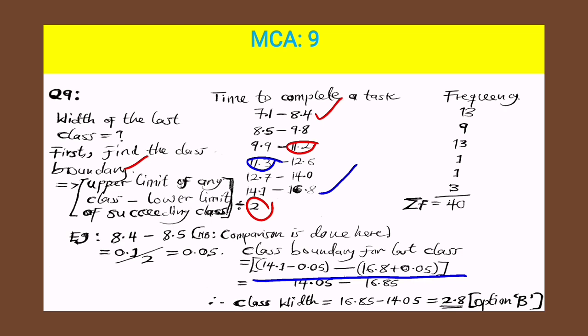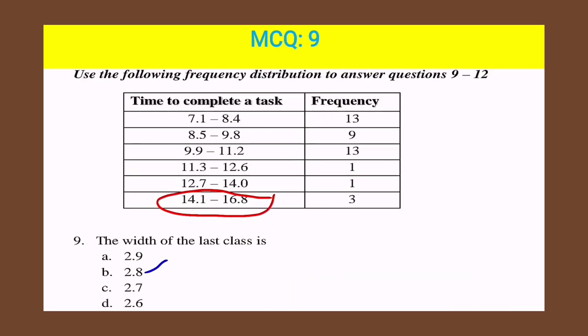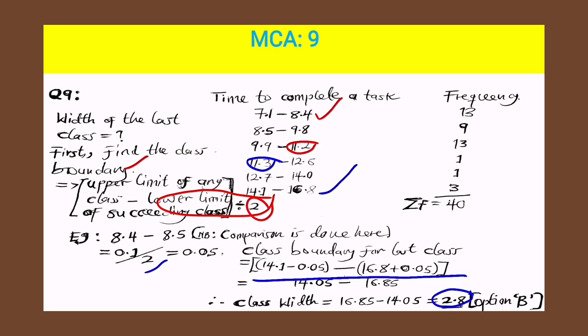So to find the width, you just take the lower class boundary here, 14.05, and subtract it from 16.85. The difference should give you the class width for that class. So then we had 2.8 in that case, and that was option B. Option B. So let's take note of that. So let's move on.